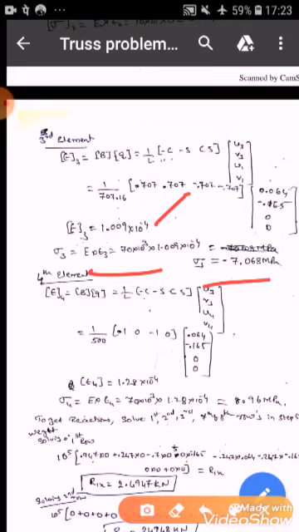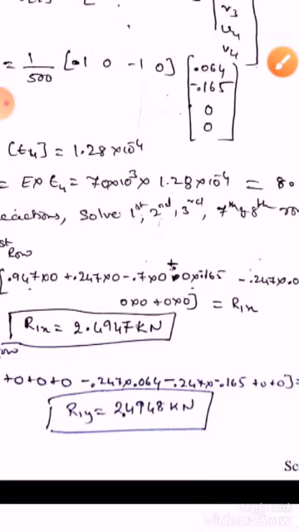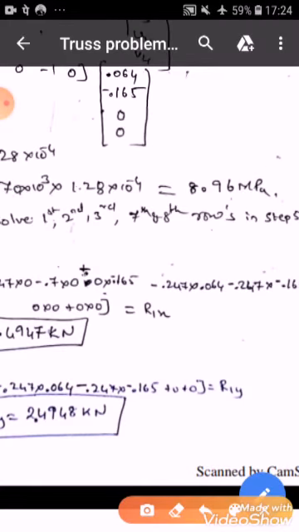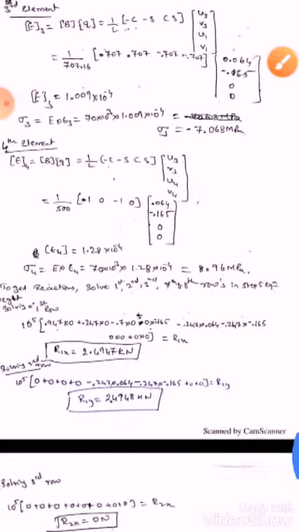Okay, for the fourth element strain, you calculate 1 by L, minus C, minus S. The displacements associated are u3 v3 u4 v4. Now calculate the strain. The strain comes out to be 1.28 into 10 raised to minus 4. Okay, and calculate the stress. Stress is E into strain. 8.96 MPa is the stress induced.